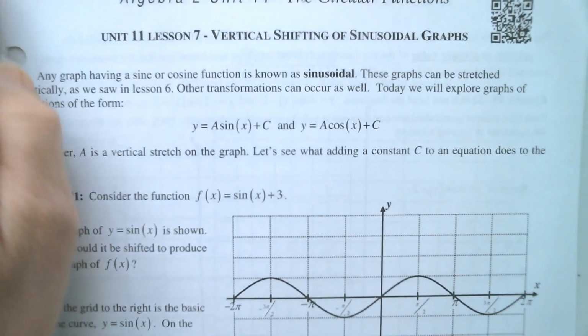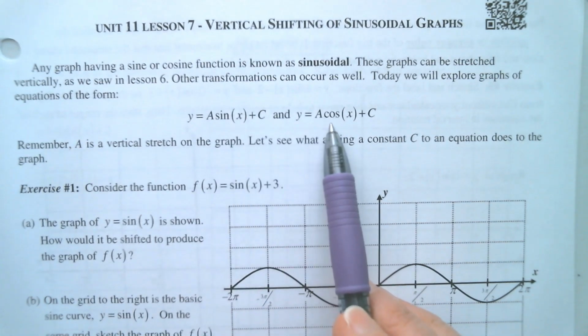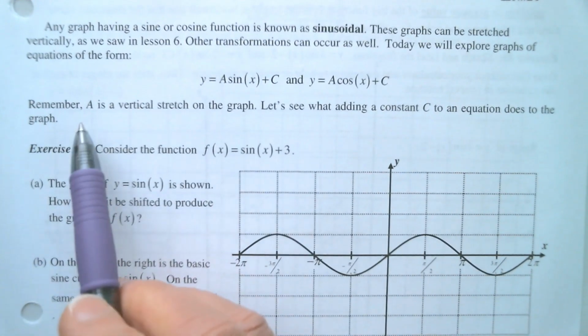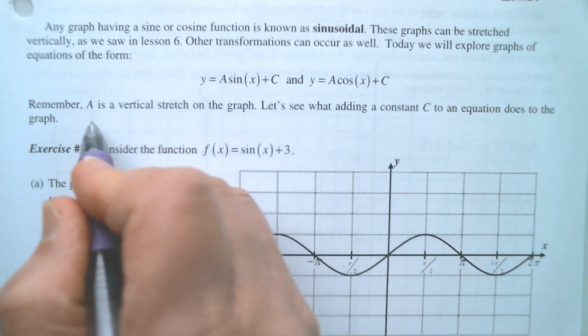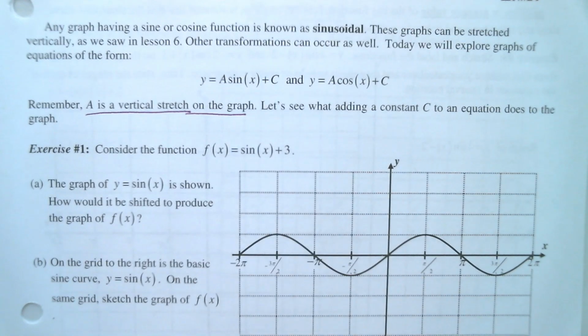Any graph having a sine or cosine function is known as a sinusoidal. These graphs can be stretched vertically, as we saw in our last lesson, Lesson 6. Other transformations can occur as well. Today we'll explore graphs of the equations of the form y equals a sine x plus c and y equals a cosine x plus c. Remember, the capital A is a vertical stretch on the graph. Let's see what adding a constant c to an equation does to the graph.